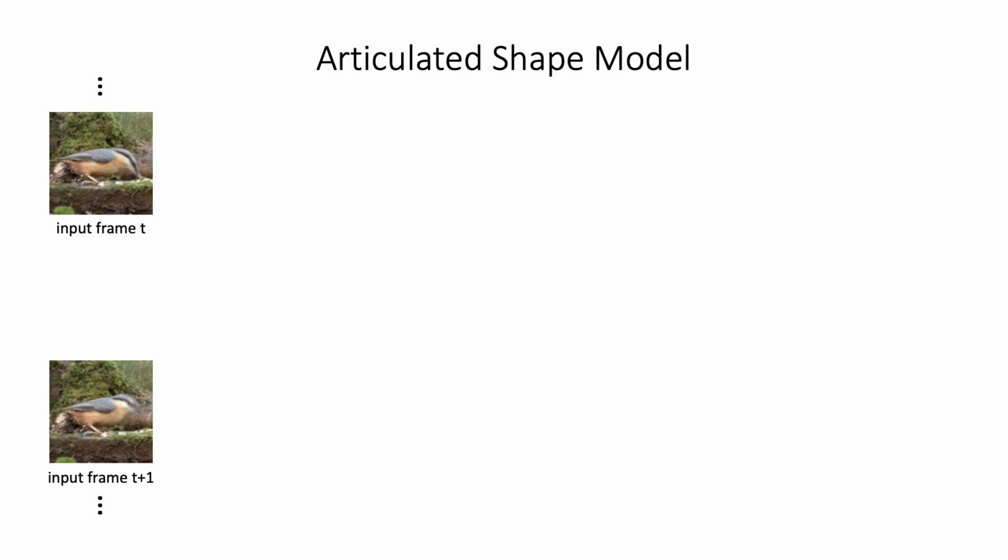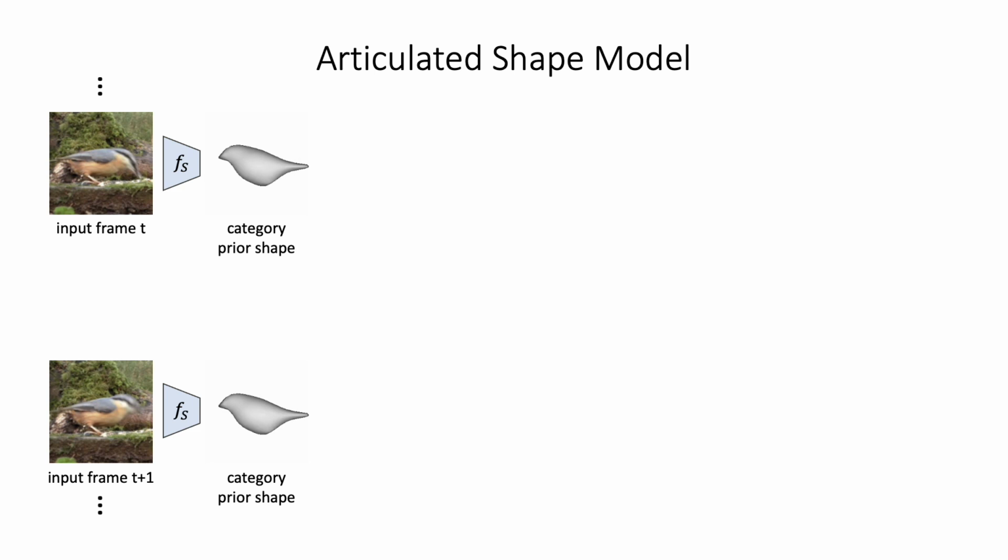We represent the shape of the bird in each frame using an articulated shape model. Specifically, given each frame, we first predict a category-specific prior shape by deforming a sphere. This prior shape is shared across all birds and is directly optimized as trainable parameters during training. We then predict an instance-specific shape for each bird at rest pose by deforming the prior shape. So far, both the prior shape and the instance shape are enforced to be bilaterally symmetric.